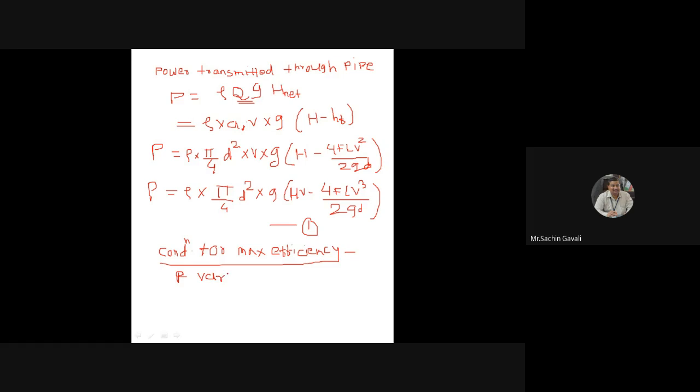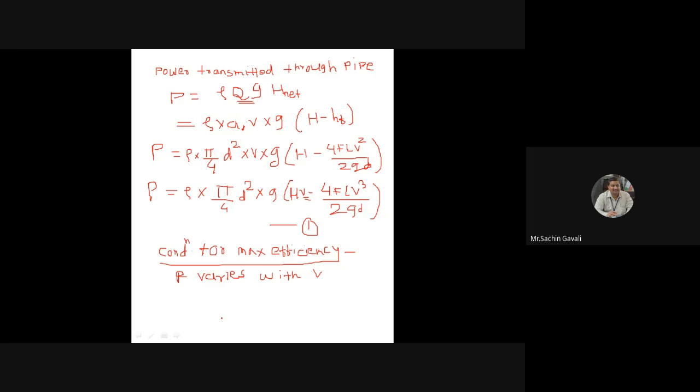Otherwise, everything is constant. So P varies with only V, the velocity. Other things remain constant: rho, D, H, f, L. These are fixed parameters and will not vary. The only variable parameter is V. Therefore, for maximization or minimization, we have learned in ATD, with the steam nozzle or reciprocating compressor.